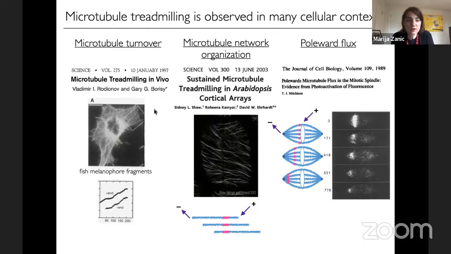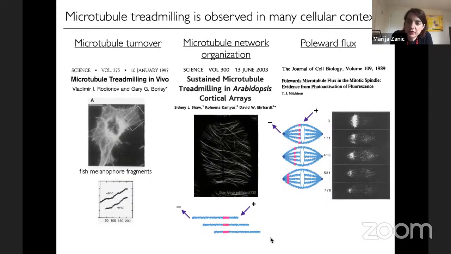So one of the well-known contexts from many years ago is in fish melanophore fragments, where it was proposed that it's a mechanism for tubulin turnover. Right, so you can imagine that makes sense. We know that microtubule treadmilling is playing important roles in the network reorganization in plant cells, in cortical arrays. So that has also been shown.